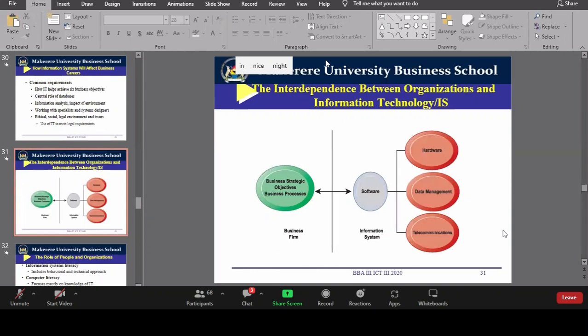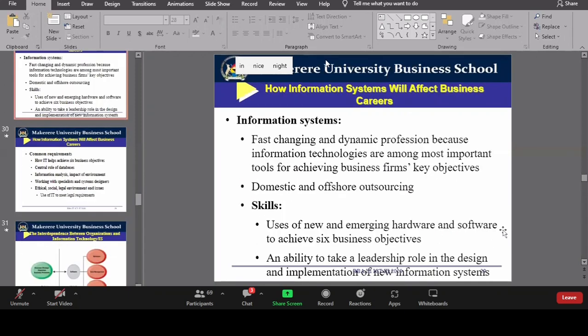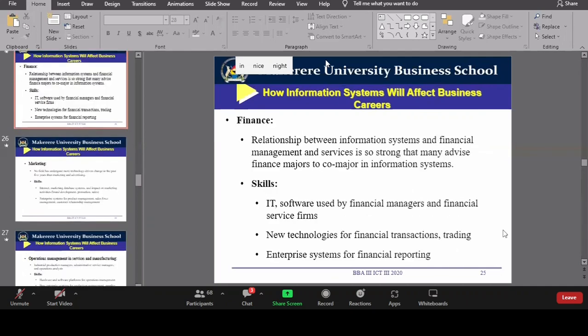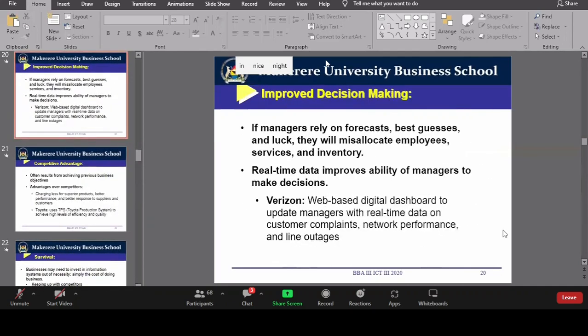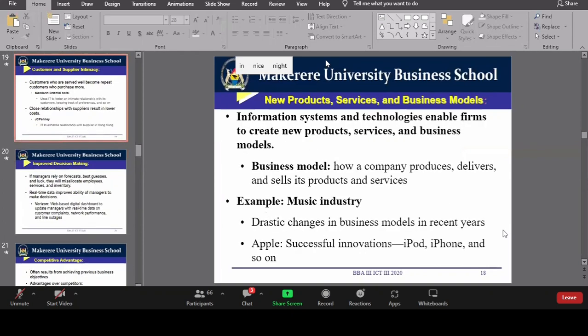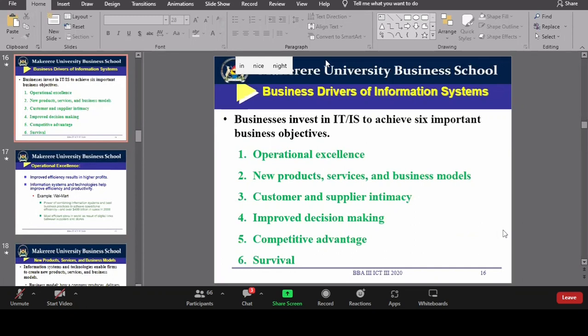Why don't I stop here, guys? Is it okay? What are the six business objectives? The ones that we've just been looking at. Oh, these ones here. Okay. Yes, so it's fine. We can stop here. Operational excellence. Pardon? I was saying it's fine. We can stop here.